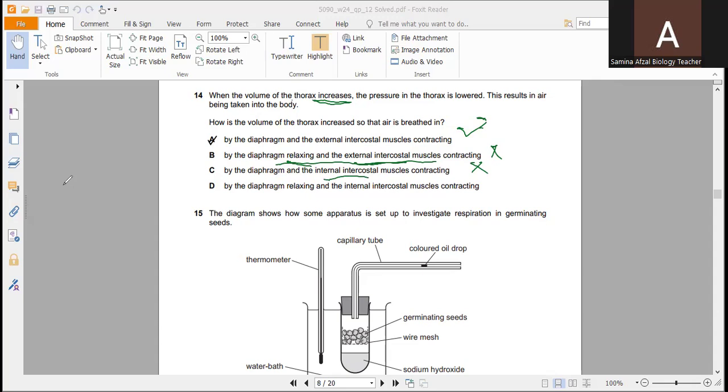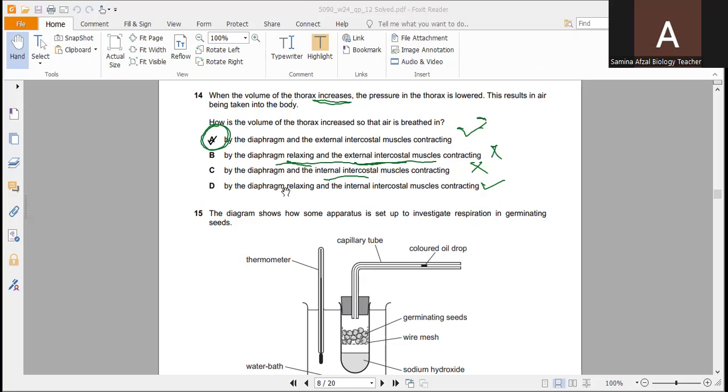By the diaphragm relaxing and the intercostal muscles contracting, well, it takes place, but we need the condition that the diaphragm and external intercostal muscles should contract at the same time, due to which the rib cage will move in the forward and upward direction, the volume of the thoracic cavity will increase, and the pressure in the thorax will be lowered. So A is the correct option.